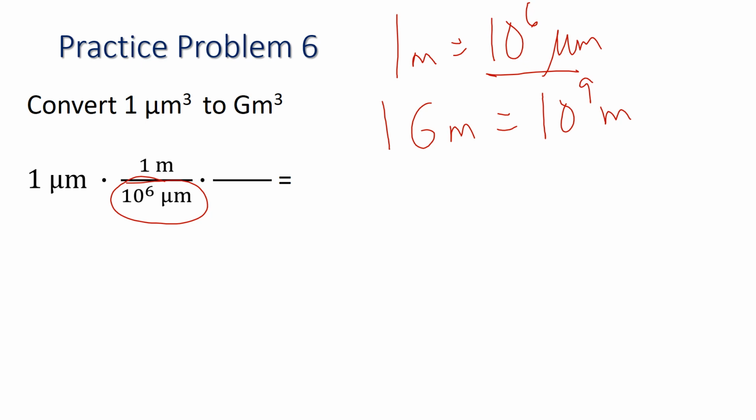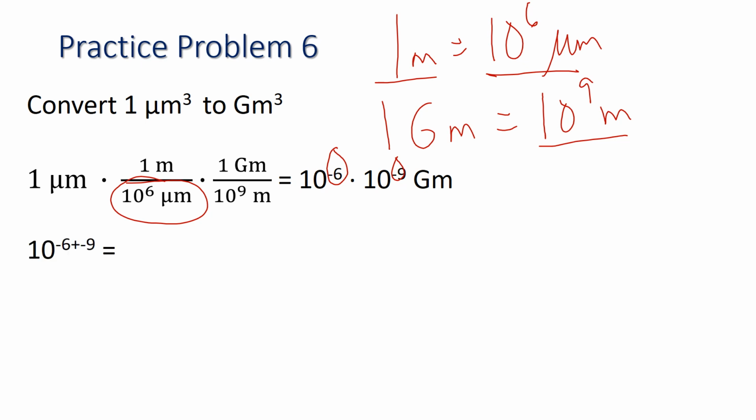And my 1 meter goes on top. I can leave it alone. I'm going to cancel my meters. So I put that 10 to the 9 meter down there and my 1 gigameter up top. This becomes 10 to the negative 6 times 10 to the negative 9. Notice negative exponents because these were in the denominator. Negative 6 plus a negative 9 is 10 to the minus 15 gigameters.